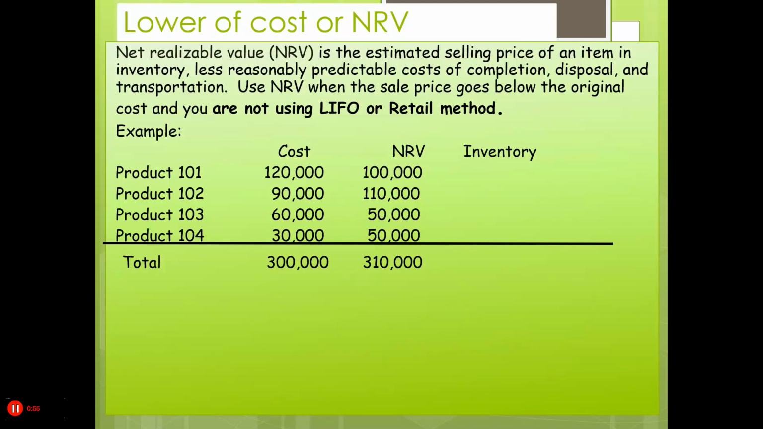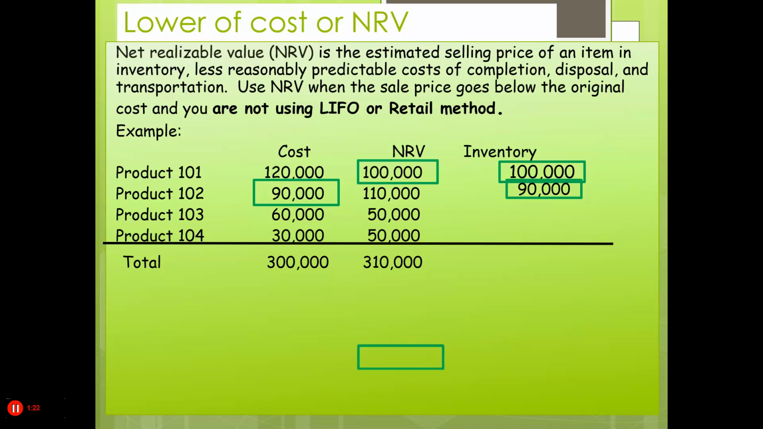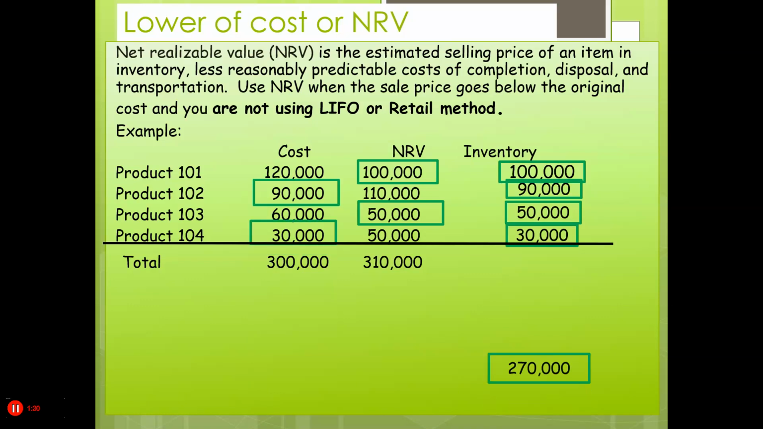So here we're doing net realizable value, and we have our costs, and we're doing it by line item. We have product 101. We have it on our books for 120,000, but the net realizable value is only 100,000, so that's what we have to use. For product 102, our net realizable value is higher, so we've got to use the cost. For product 103, it's going to be our net realizable value, and for product 104, it's going to be our cost.